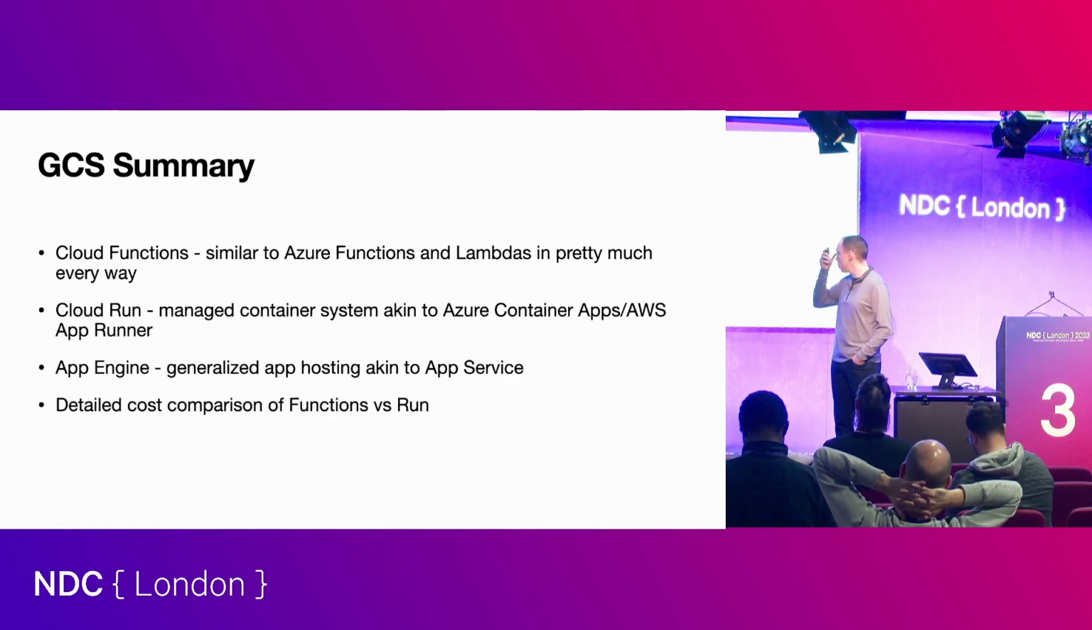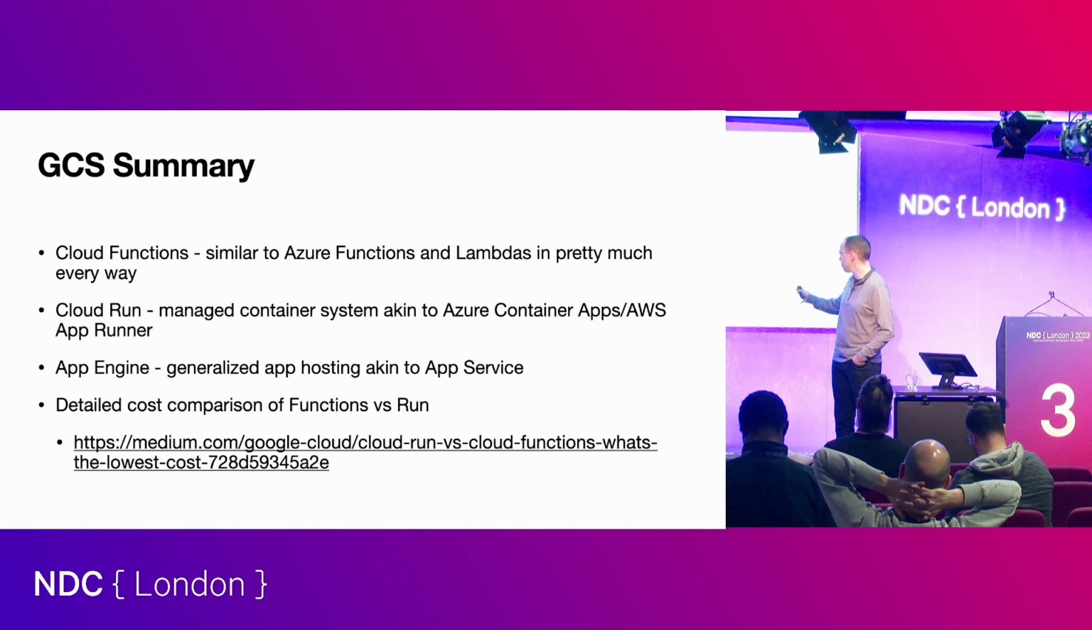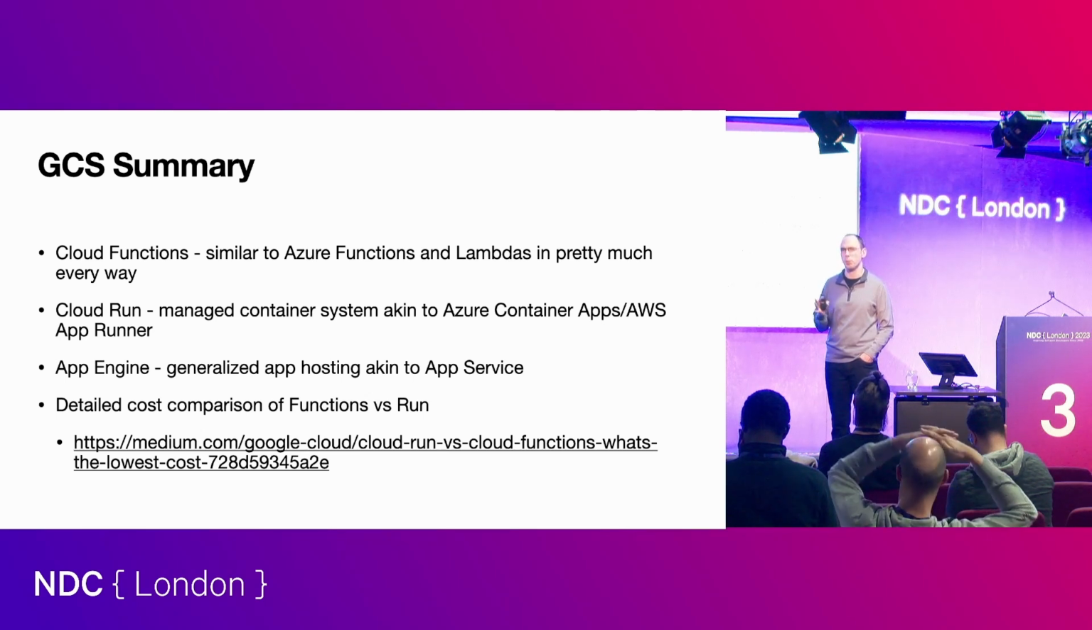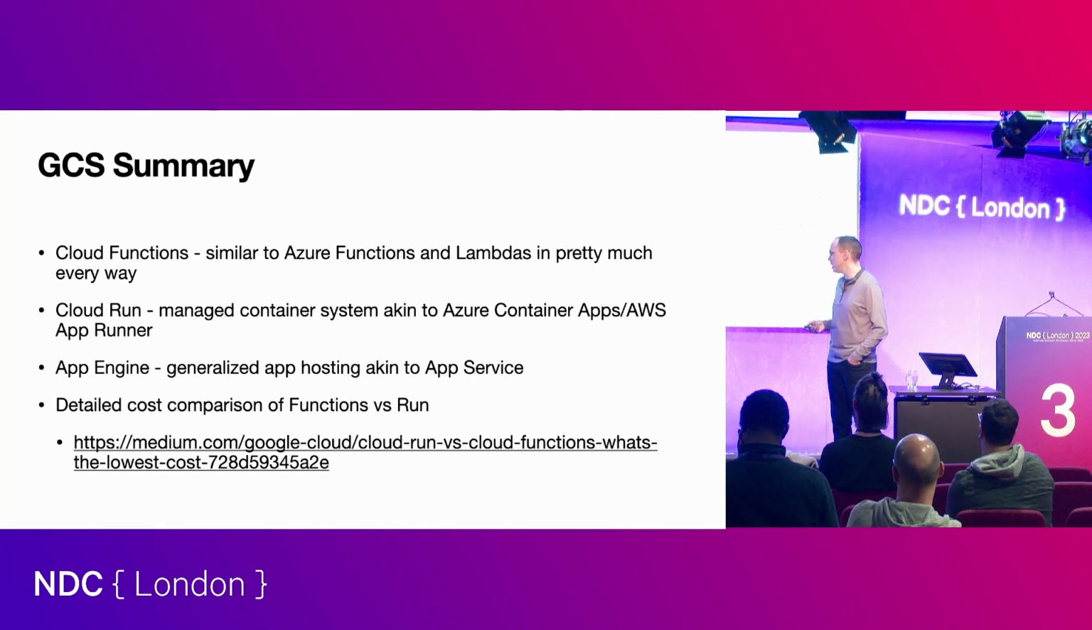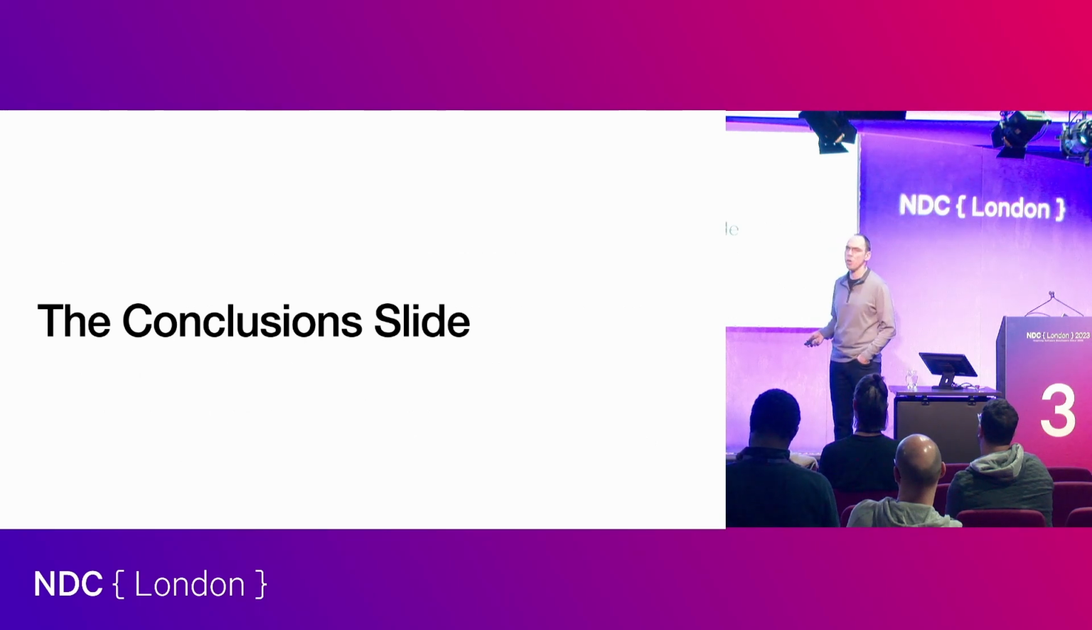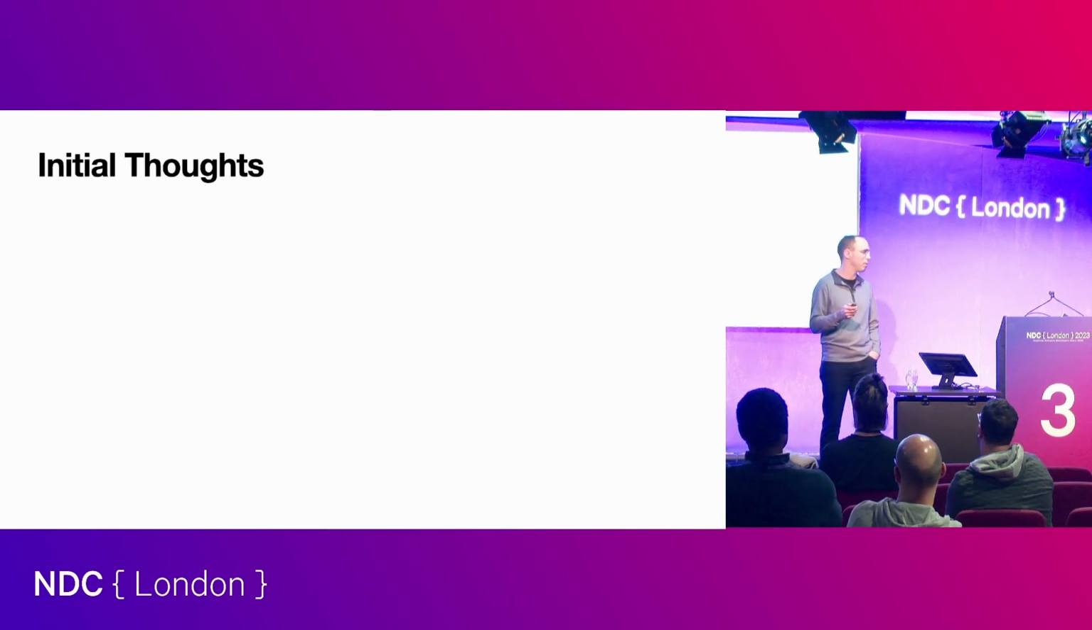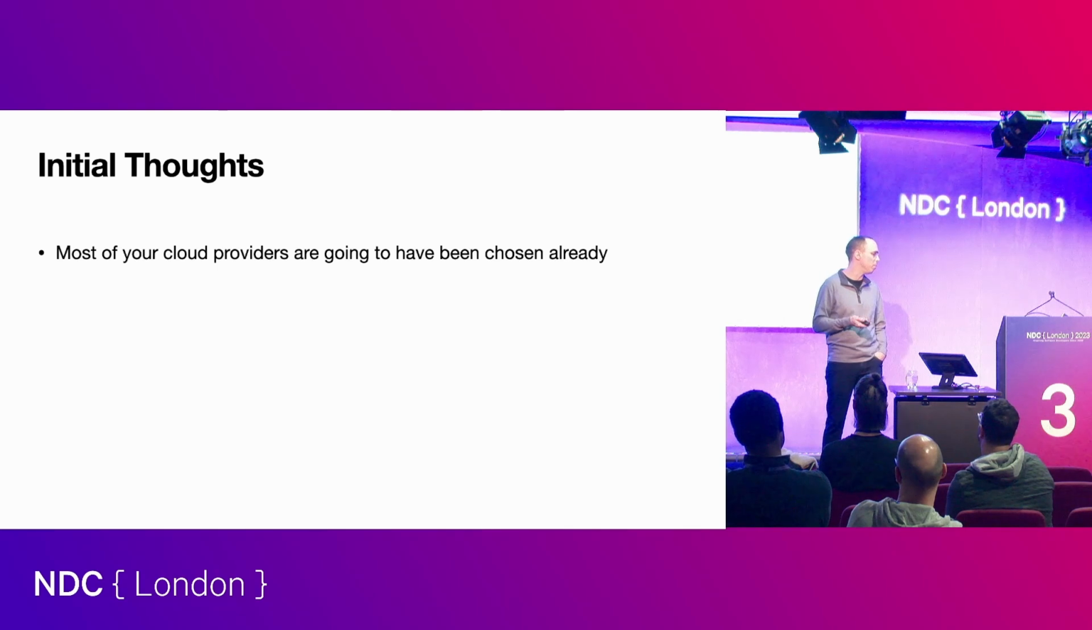Detailed cost comparison of functions versus run. You can find this. This is another really detailed article that somebody wrote. Those kinds of things are kind of comparing apples and oranges, or apples and pears, because they're both stone fruit, but they're kind of different, right? So this was an interesting take, and they break down the nuance of why it's kind of hard to describe. All right, it's time for the conclusion slide, and we got 55 seconds, so let's go.